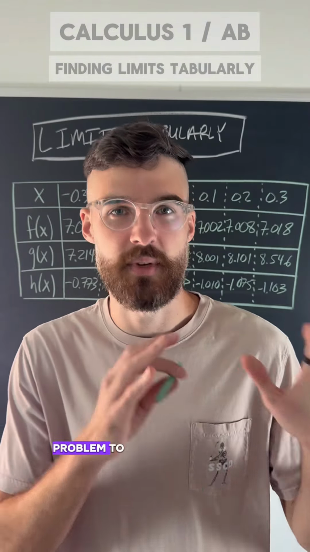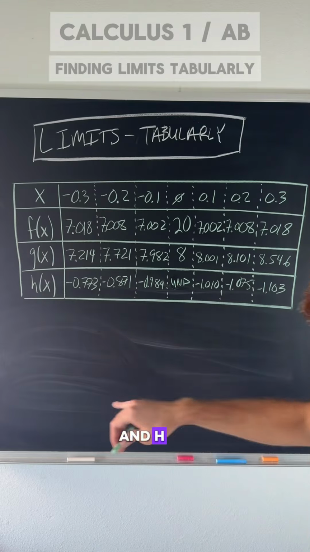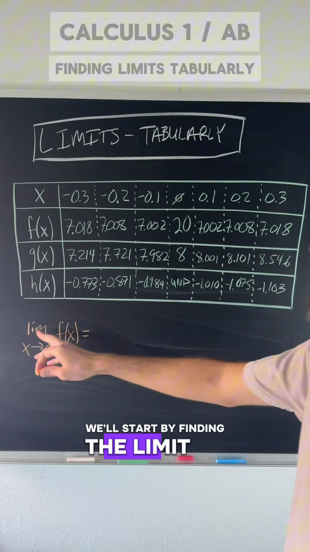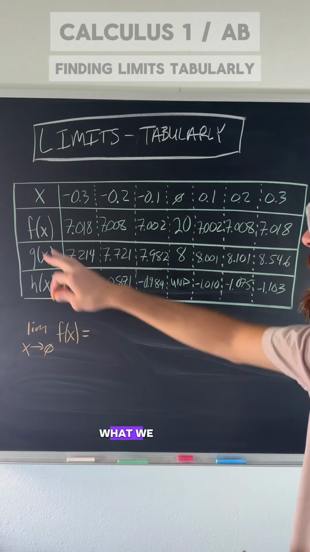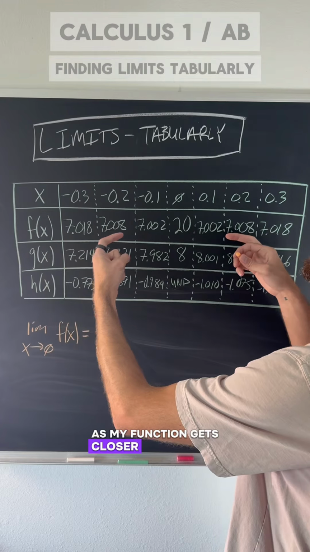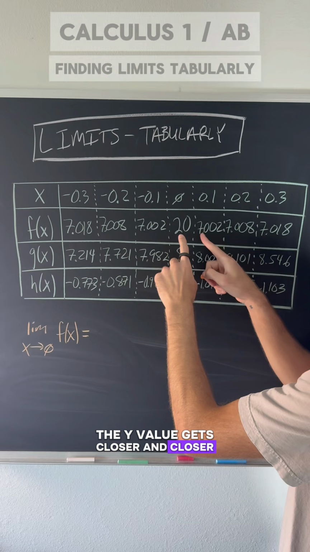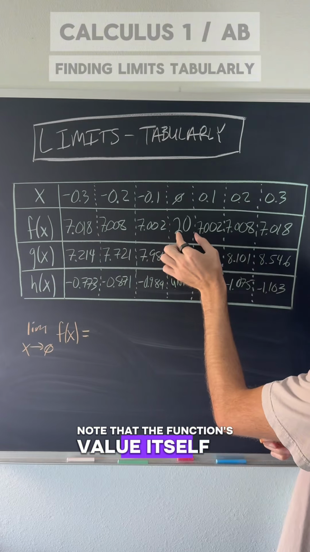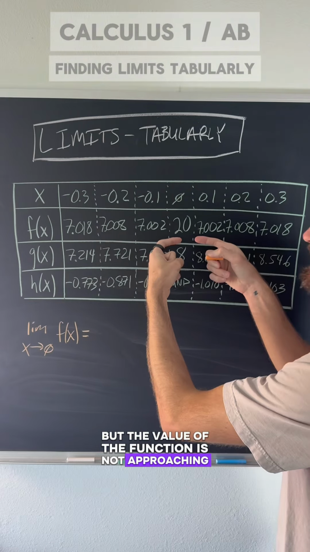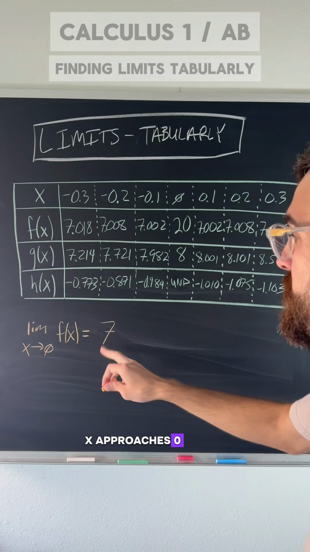Let's go ahead and take a look at a problem to illustrate our point. Here we're given a table of values for three functions, f of x, g of x, and h of x, as x values get closer and closer to 0. We'll start by finding the limit of f of x as x approaches 0. What we notice, looking at the f of x row, is that as x gets closer and closer to 0, the y value gets closer and closer to 7. Note that the function's value itself is 20, but the value of the function is not approaching 20 here, it's approaching 7. Therefore, we'd say the limit of f of x as x approaches 0 would equal 7.